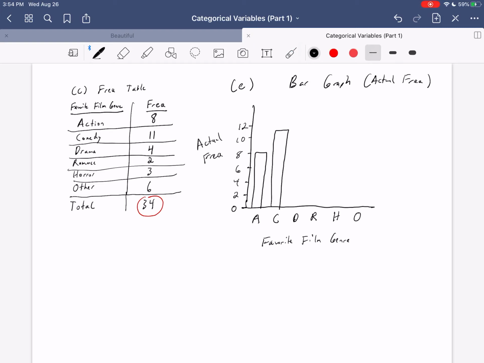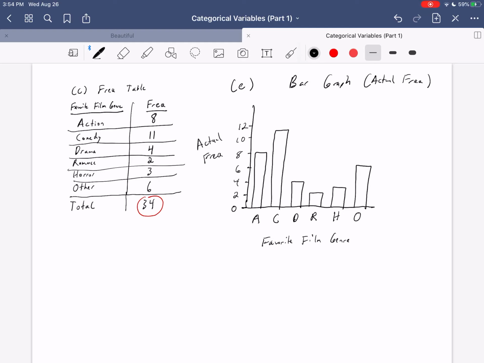Also, let's go ahead and finish this up. For drama, we had 4 there. For romance, we had 2, so there. For horror, we had 3, so right there. And then for other, we had 6, so right there.